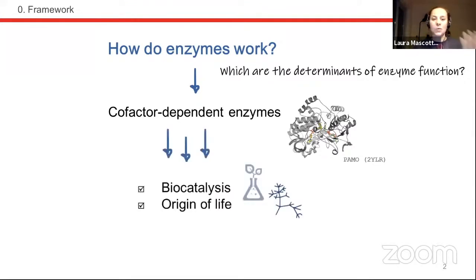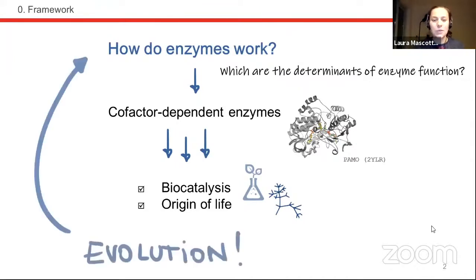Specifically, we are focused on cofactor-dependent enzymes, mainly those using different kinds of flavins or nicotinamides. And why is that? Well, because of two reasons. We come from biocatalysis and we are interested in biocatalysis, and of course, cofactor-dependent enzymes have a key role in different processes. But also, lately I've been working in the origin of life field, and cofactor-dependent enzymes seem to have a very important role in defining the metabolism of the first organisms on Earth.